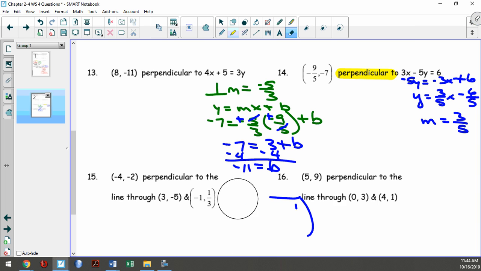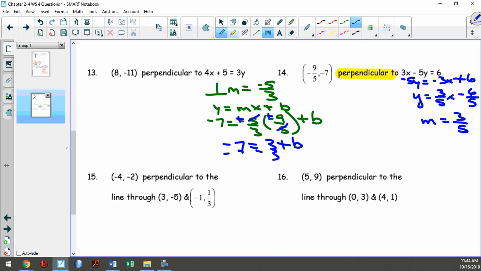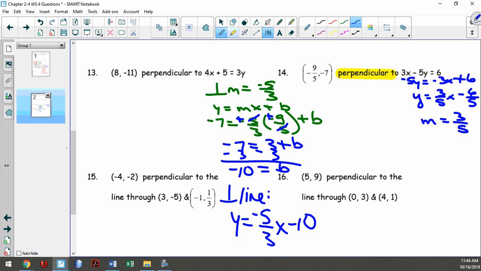Oh, shnikes. I wrote the wrong number completely. Thanks. Subtract 3 and I get negative 10 is equal to b. So my perpendicular line, so sorry, is y is equal to negative 5/3 x minus 10. A little bit better, guys? Yeah, how about that? Sorry. Why I wrote a 4, I have no idea.